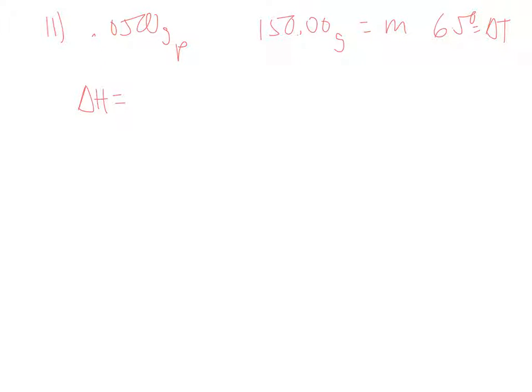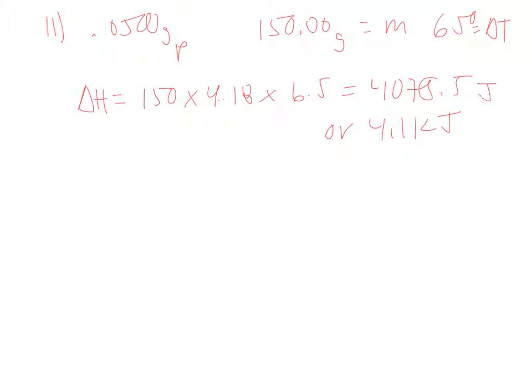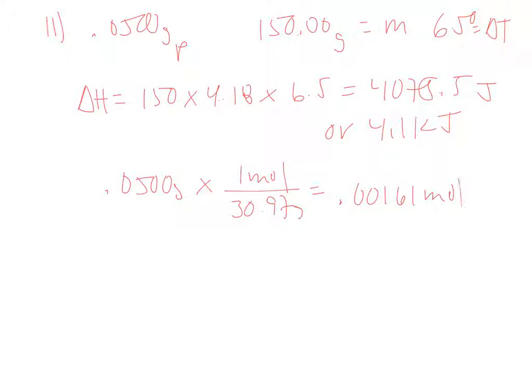So I'm going to find the delta H for the water change, so 150 times the 4.18 times the 6.5. And even though I've got 5 sig figs out of my mass, my temperature is only going to give me 2 sig figs. So when I crunch this in, I come up with 4,075.5. But again, I only have 2 sig figs, so it's really 4,100, or 4.1 kilojoules, because this was joules up here. And then I need to change my 0.0500 grams of phosphorus to moles, and 1 mole of phosphorus is 30.97 grams. So we're talking 0.00161 moles of phosphorus. And now when I take my 4.11 kilojoules divided by the 0.00161 moles, I get a heat of combustion, using 2 sig figs, of negative 2,500 kilojoules per mole.